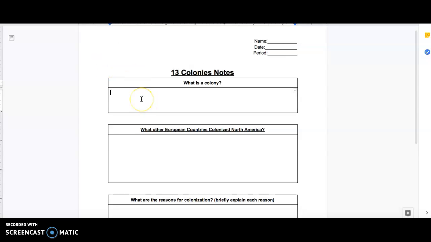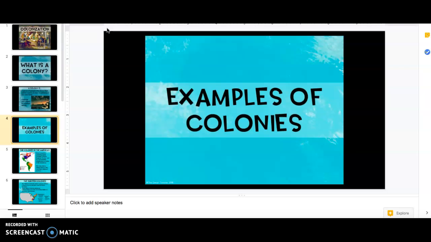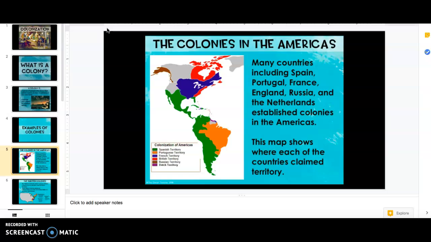So here, what I would like you to type is, what is a colony? You can take it right from the slide right here. Next, the next slide is examples of colonies, and then the colonies in the Americas. So these are all of the European countries that formed colonies or claimed land in North America from the Native Americans and formed their own colonies.